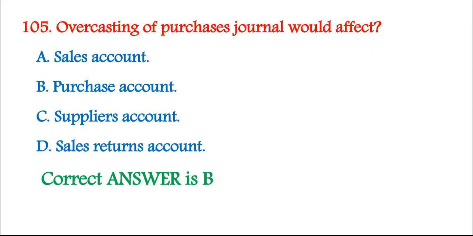105. Overcasting of purchases journal would affect A. Sales account. B. Purchase account. C. Suppliers account. D. Sales returns account. Correct answer is B.